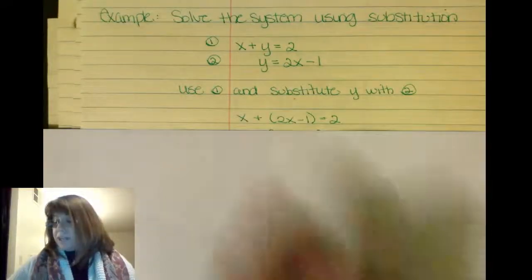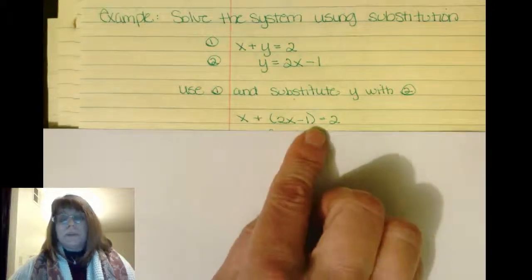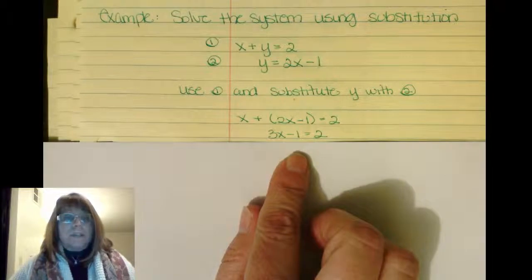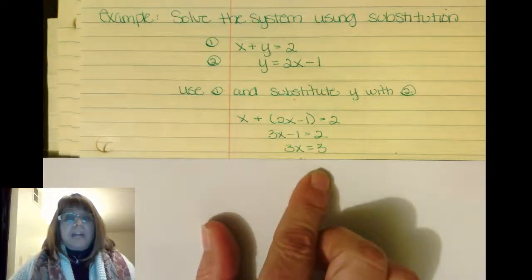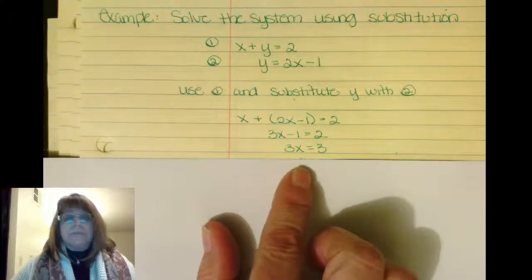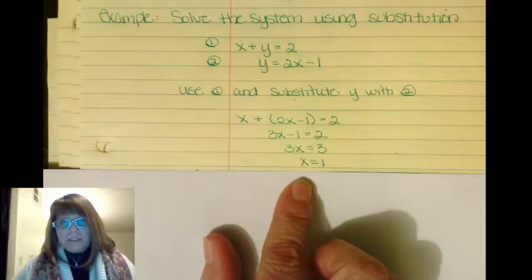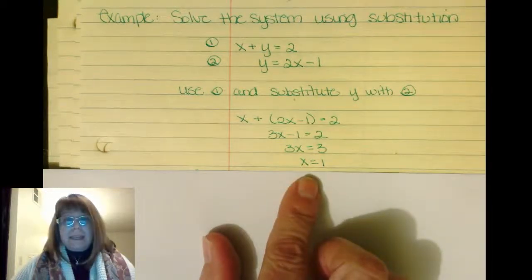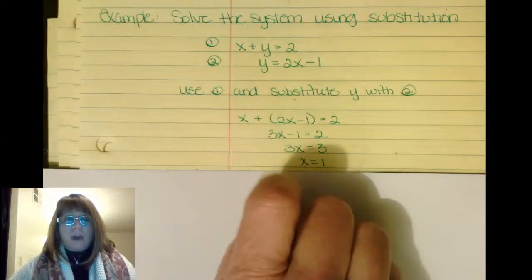For the first equation, we now have x plus 2x minus 1 equals 2. We're going to combine like terms, so we have 3x minus 1 equals 2. Add 1 to each side, so now we have 3x equals 3. And solve for x by dividing each side by 3. So x equals 1. Now that we know what x is, we can substitute back in either equation 1 or equation 2 to solve for y.